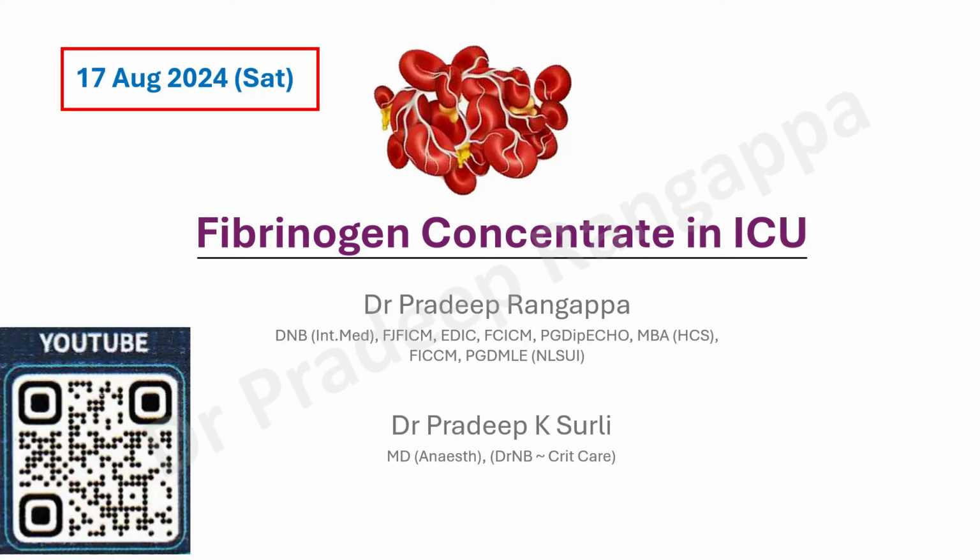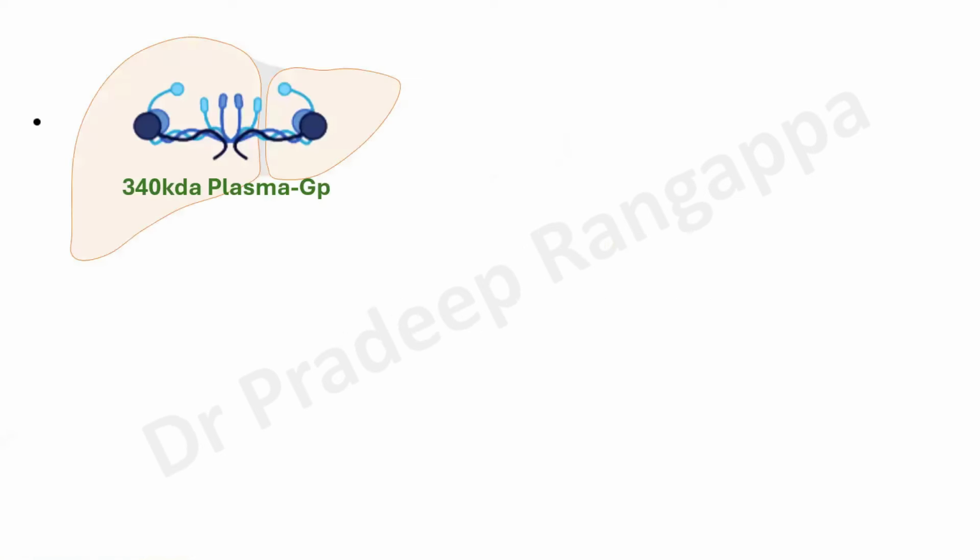So I'll just take you through. It's very useful for all the trainees to understand what is the current standing of this particular molecule in the ICU armamentarium. So fibrinogen, as you know, is factor 1. You have 1 to 13 clotting factors. So fibrinogen is factor 1, which is a 340 kilodalton plasma glycoprotein, which is synthesized in the liver.